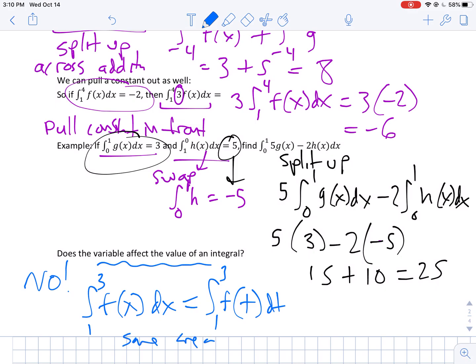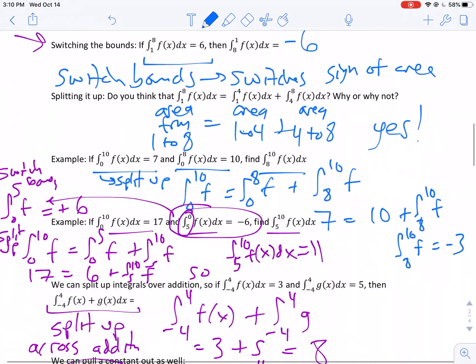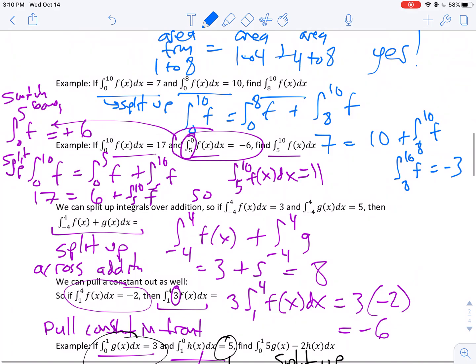Okay, so that's our introduction to definite integrals. We're thinking about all these as area under curves, and then going over some of these cool properties on the back.